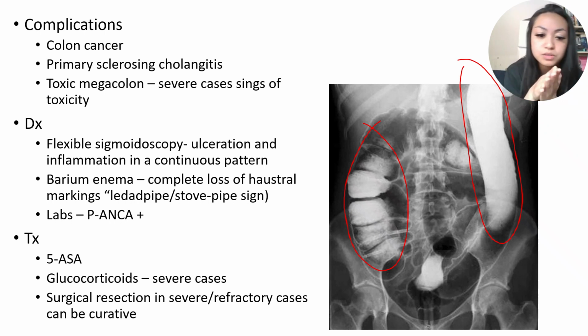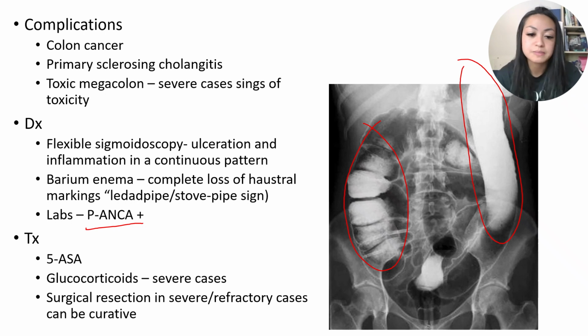In terms of labs, it's positive for P-ANCA. Remember that Crohn's is positive for ASCA and B12 and iron deficiency. Ulcerative colitis is P-ANCA positive. Just to go over that again, the complications of ulcerative colitis, because it affects solely the colon and especially the rectum: with repeated inflammation to the colon, that can lead to colon cancer. Primary sclerosing cholangitis is another complication, and toxic megacolon.